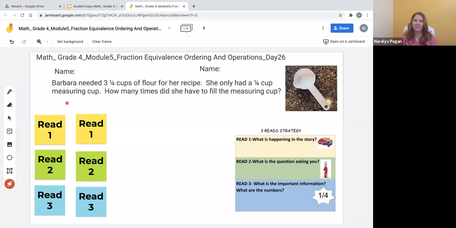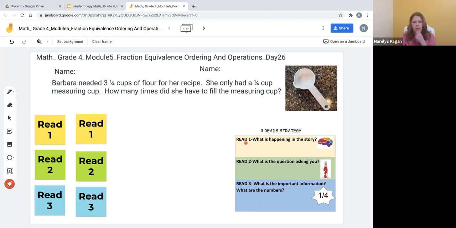All right, students and scholars, here's our read 1. Barbara needed 3 1/4 cups of flour for her recipe. She had only a 1/4 cup measuring cup. How many times did she have to fill the measuring cup?